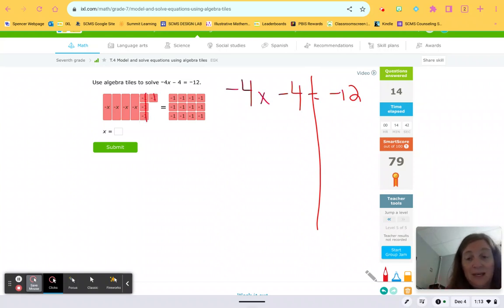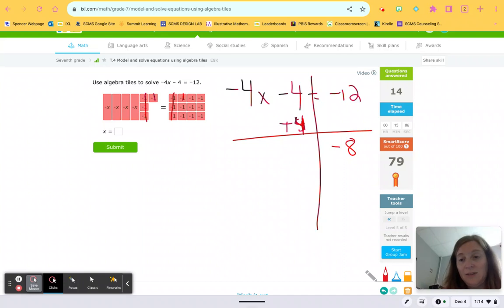So I'm getting rid of them. But what I'm doing here to undo them, I'm basically adding them. I'm doing the opposite 4. And so to get rid of the negative 4s on this side, if I take away 4 negatives, that would leave me 8 negatives. That's why we're adding 4.